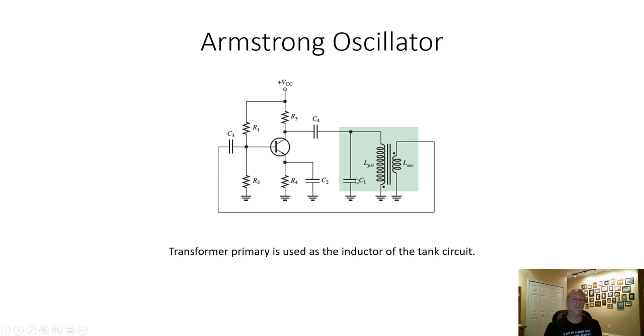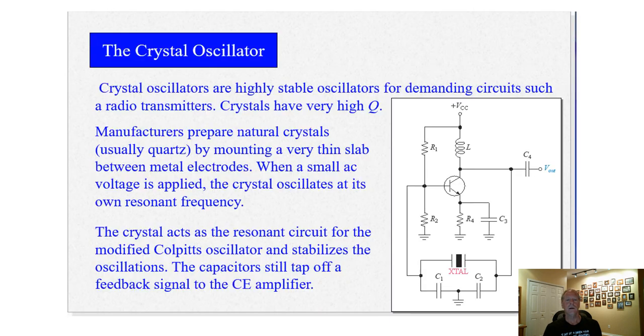Now the problem with all of these oscillators up to this point is they use these discrete components, transistors, capacitors, and inductors, things like that. And these are all subject to temperature sensitivity. Anytime the temperature changes, your frequencies can change. So they're not very stable. So how do you fix that? You probably know the answer. Use a crystal.